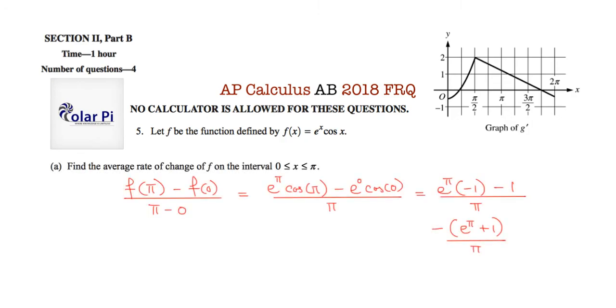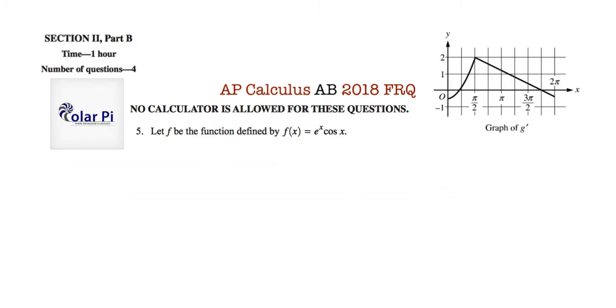So problem 5 of the AB 2018 FRQ, and part A just asks us to find the average rate of change of f on the interval 0 to pi. The average rate of change is just the slope of the secant line. So on interval a, b, for any function f, the average rate of change is just f of b minus f of a divided by b minus a. I've simplified a little bit here, but that's all there is to it. There's nothing terribly interesting about this part, so there it is, and we're done. Let's move on to part B.